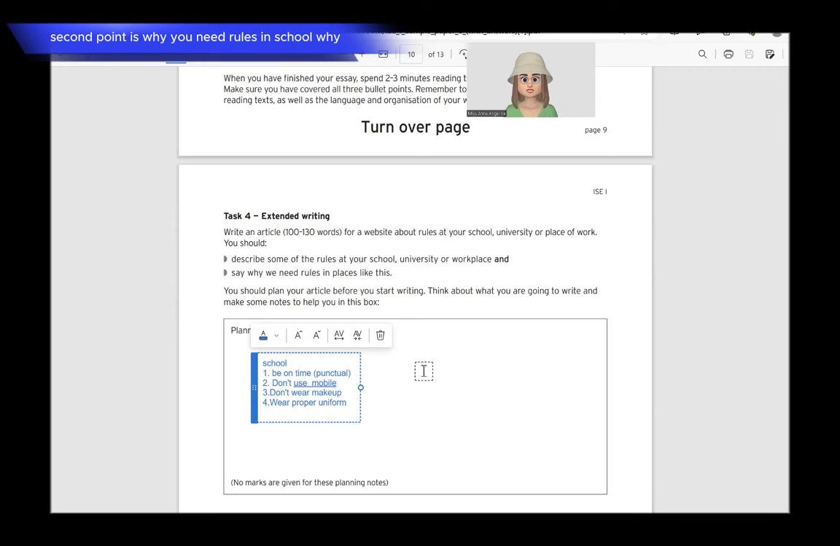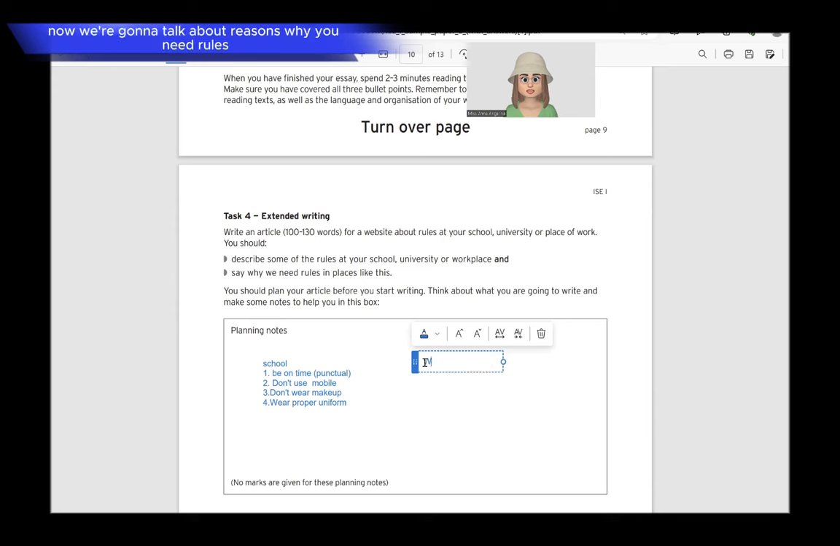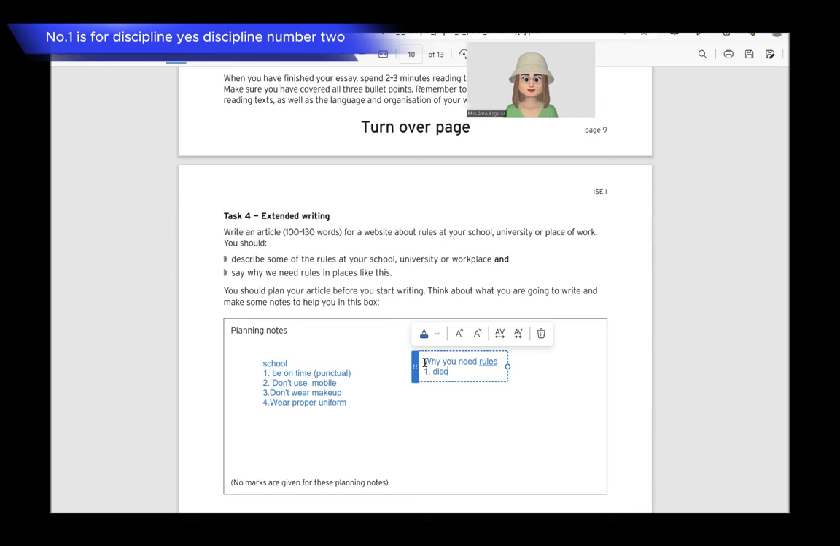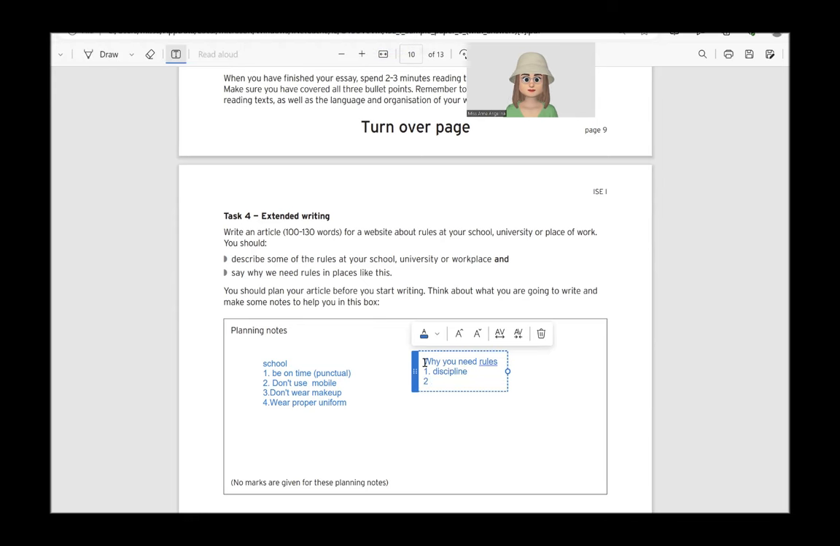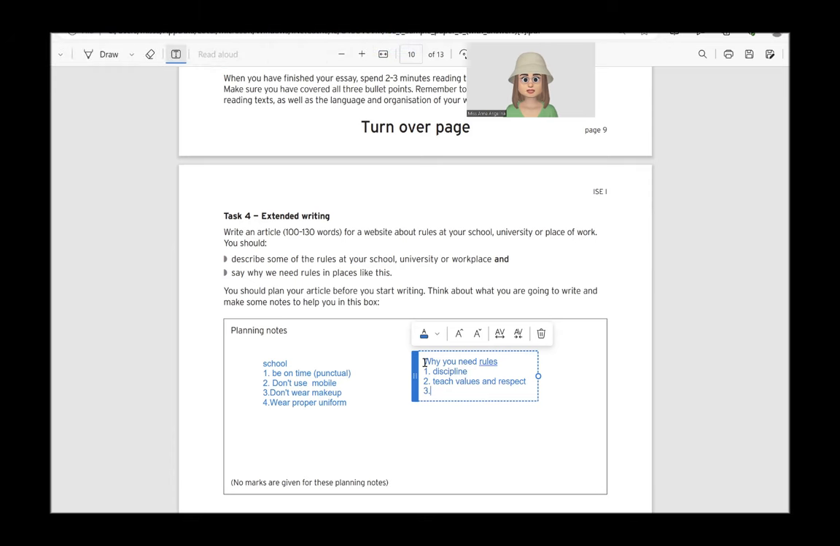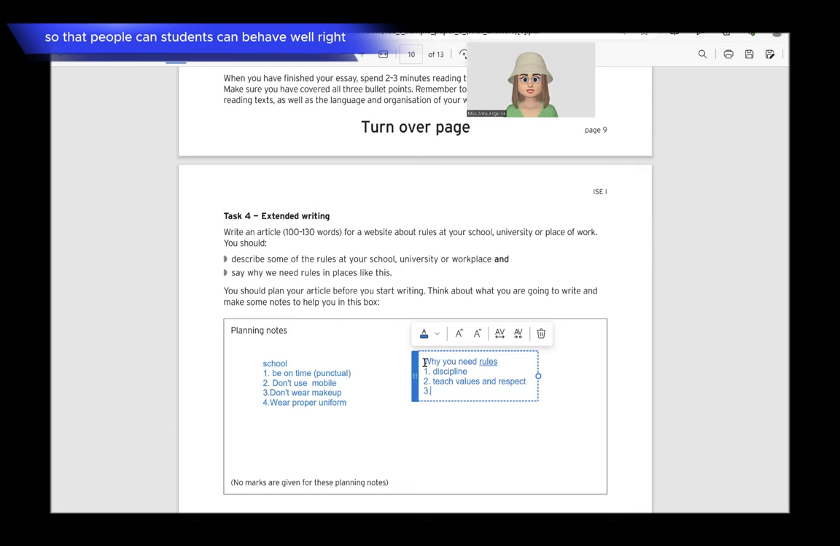The second point is why you need rules in school. Now we're going to talk about reasons why you need rules. Number one is for discipline. Yes, discipline. Number two, rules are important to teach values and respect. Number three, why are there rules at school? So that students can behave well. Yes, behave well, good behavior.